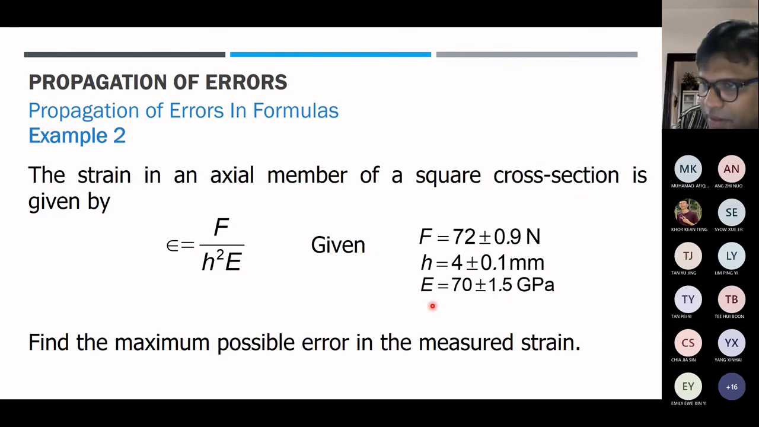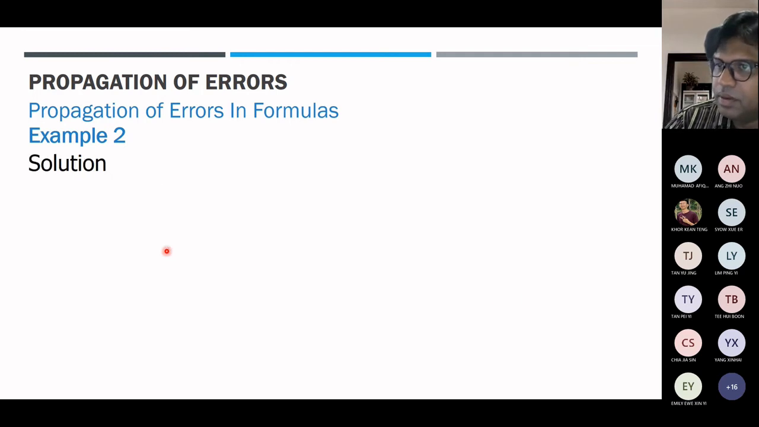Now the idea is you need to find the maximum possible error in the measured strain. The strain in the x members is given by this formula. So we're going to find each element, which means you have to look for the partial derivative with respect to the strain in the x members. Now we do it one by one.